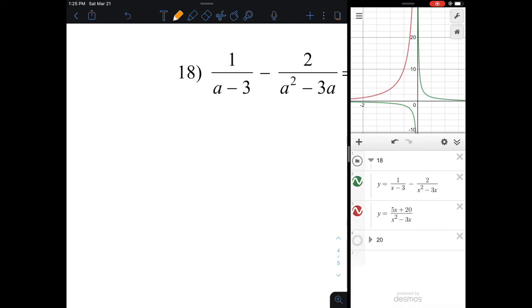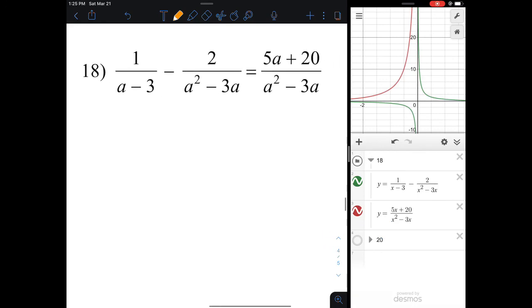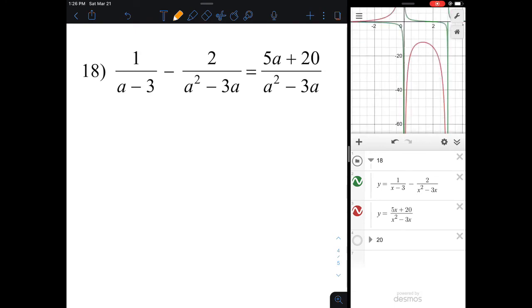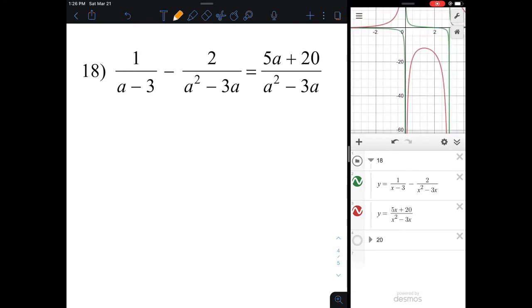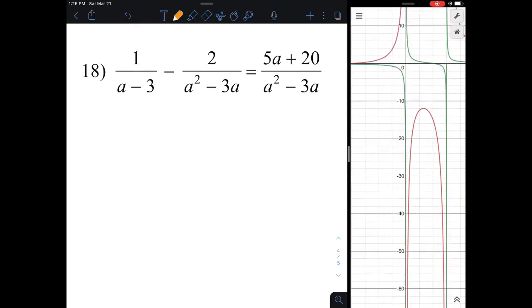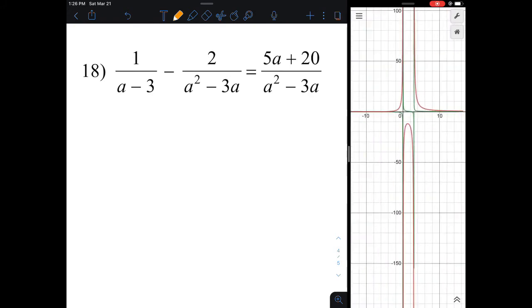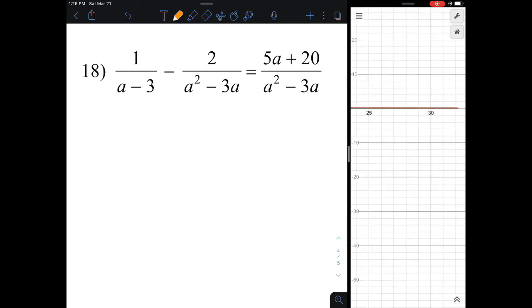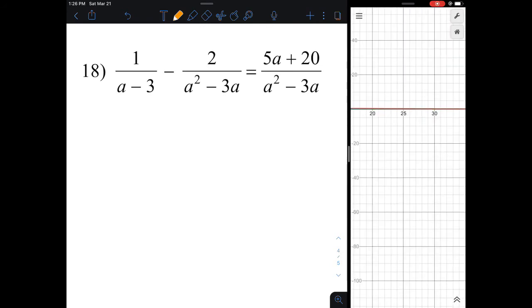And if I'm solving here by graph, so I got y equals the left-hand side. And I have y equals the right-hand side. And instead of a's, I use x's. And when I'm solving, I'm looking for any points of intersection. And so I look here at these graphs and I'm trying to figure out, well, do they actually cross one another or do they not?